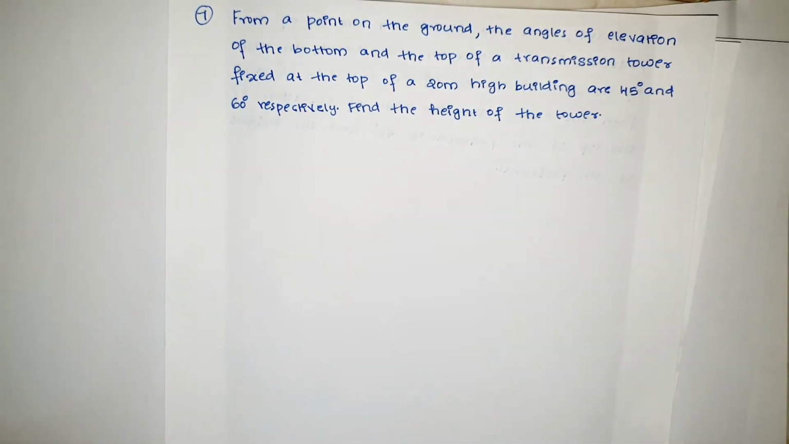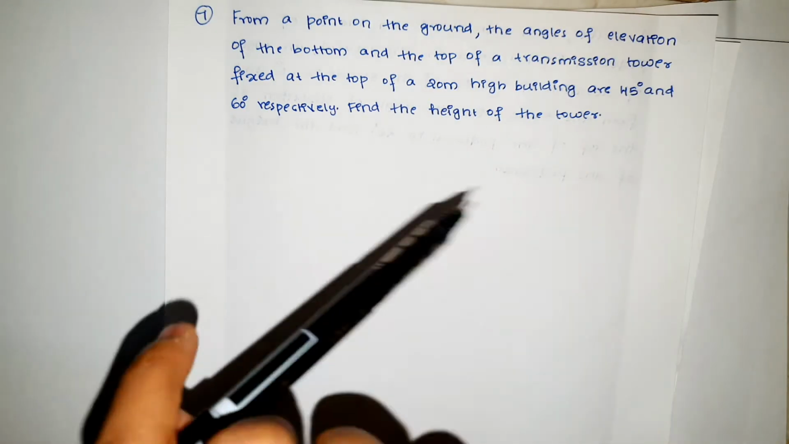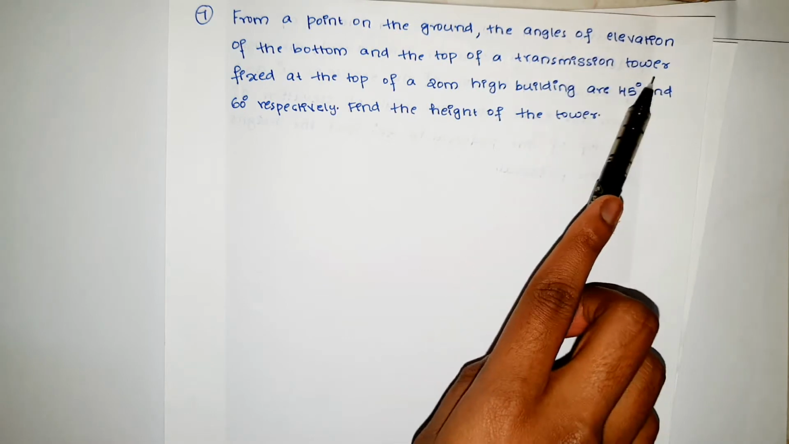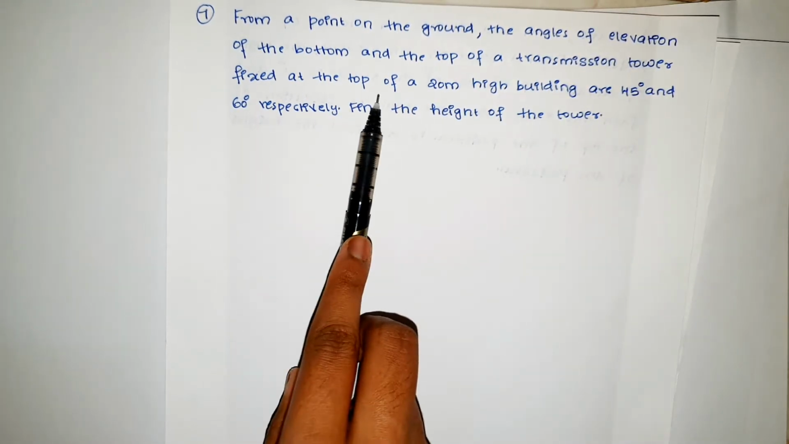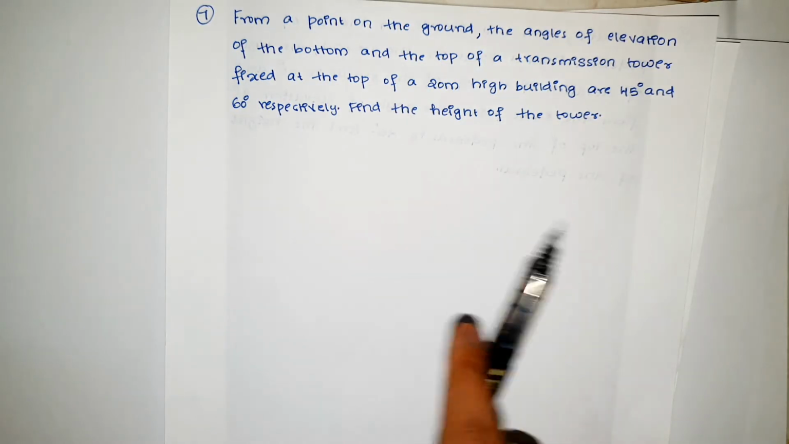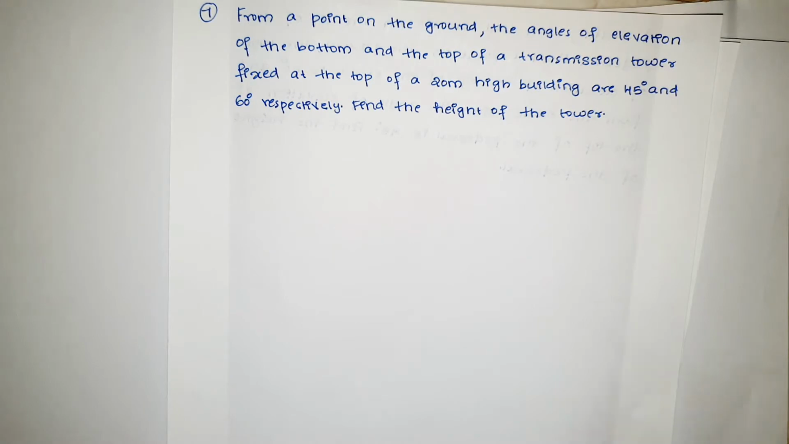That is the question. So what all things are given in the question, students? So we have a tower. On top of it we have a transmission tower fixed at the top of a 20-meter high building. So there is a building and on top of that we have a transmission tower. So let's draw the diagram first.